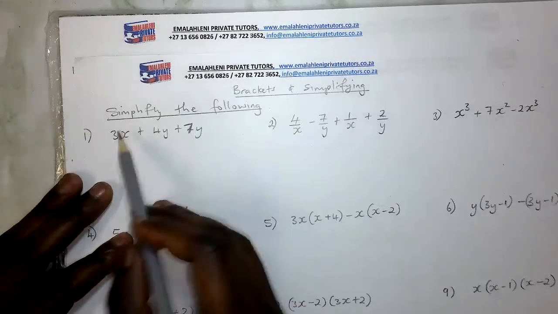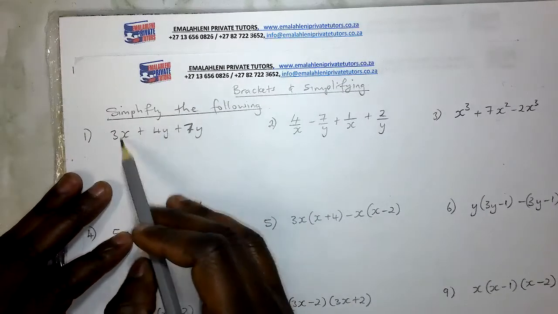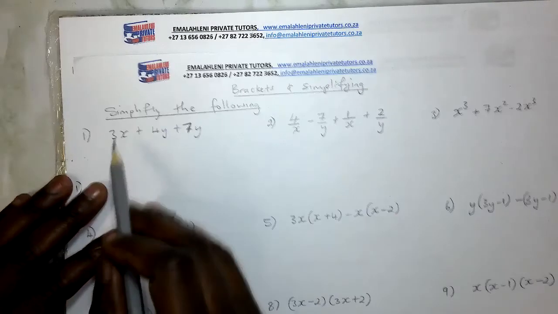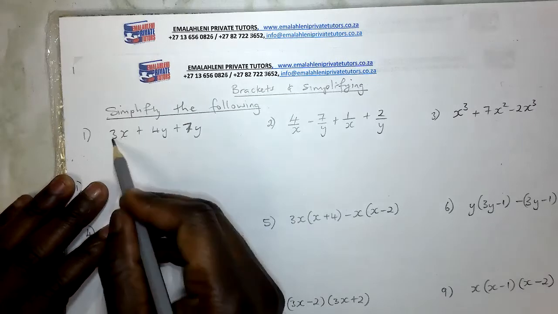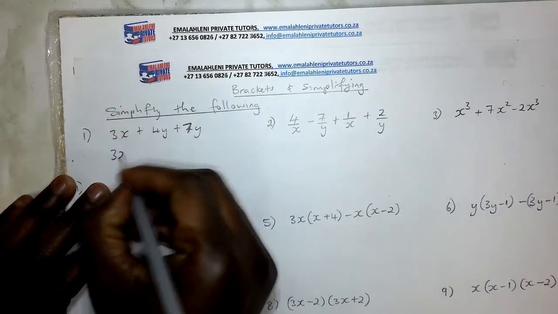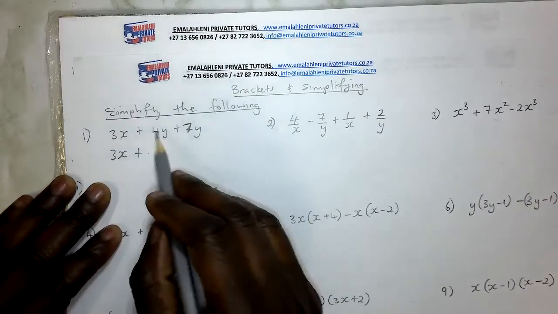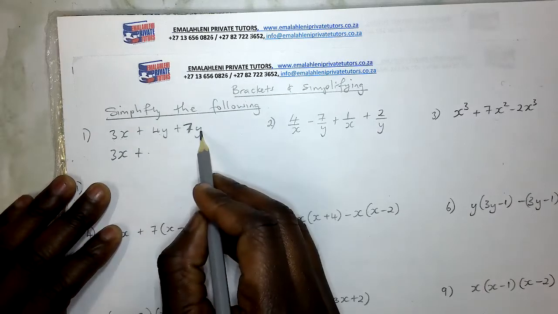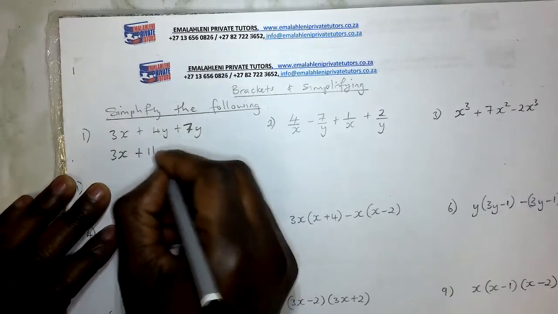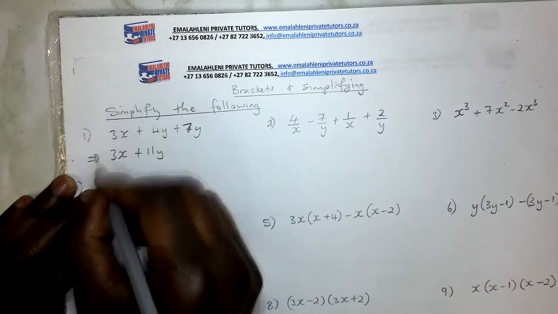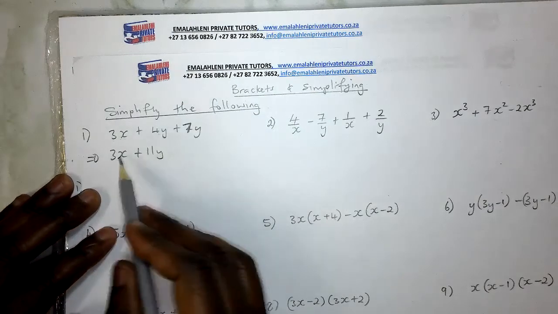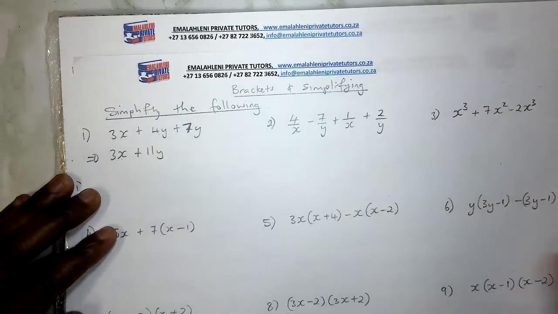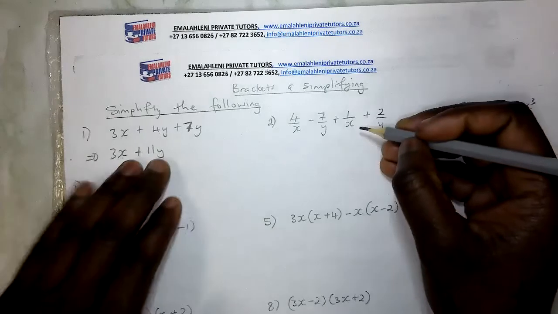Now, when you are given questions like here to simplify, you are going to use what we call collecting like terms. So in this case, we have got 3x, then plus 4y plus 7y. We are going to add them, then we get 11y. Then our solution ends here. The problem ends here because we can't add what are called gods and kettles. Okay, you can't do that. So you're going to leave it like this.